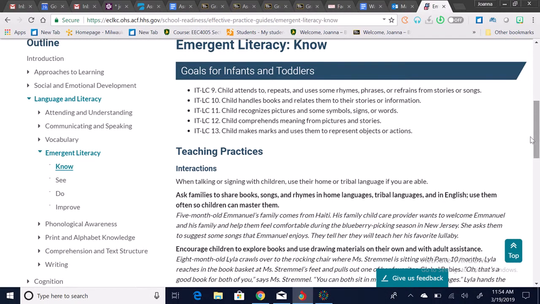So we have here, these are specific standards that we might think about in terms of for infants and toddlers. Again, I really want you to be focusing on children 3 years old and younger, or really under 3 years old, as you are enrolled in the infant toddler CDA. So we have the standard of child attends to, repeats, and uses some rhymes, phrases, or refrains from songs or stories. Thinking about books and how you're sharing books, pictures, symbols, understanding that there's meaning from pictures and stories, and so on and so forth.